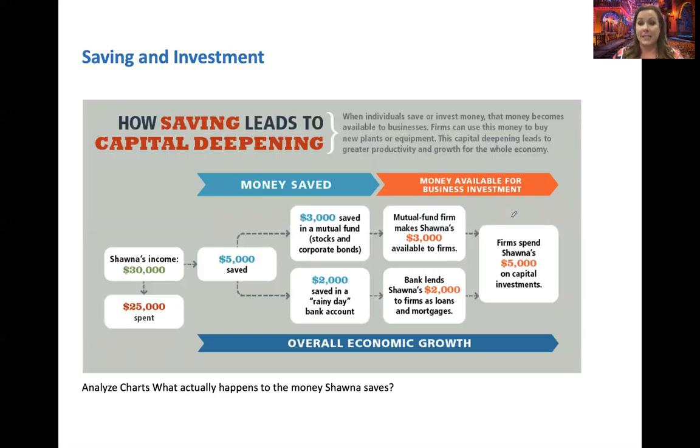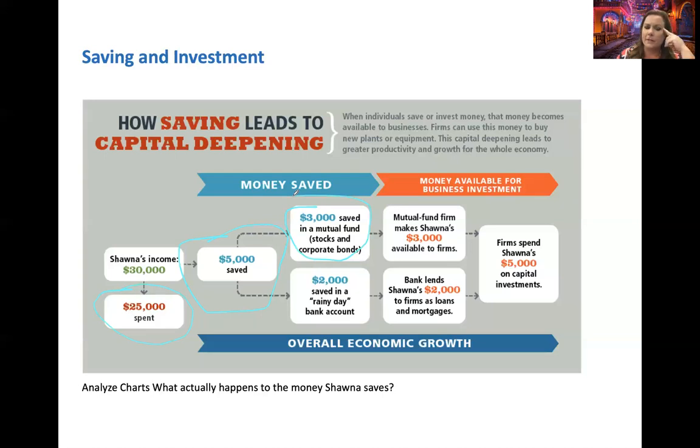Here's how savings leads to capital deepening. This is why we need people saving money. Here you've got Shauna. She makes $30,000 a year. She's got to spend $25,000 on housing, car, food, all her expenses. So that gives her savings of $5,000. Well, she doesn't need to just let it sit in her pocket. She's going to invest $3,000 of it, or 3/5, which is 60%.